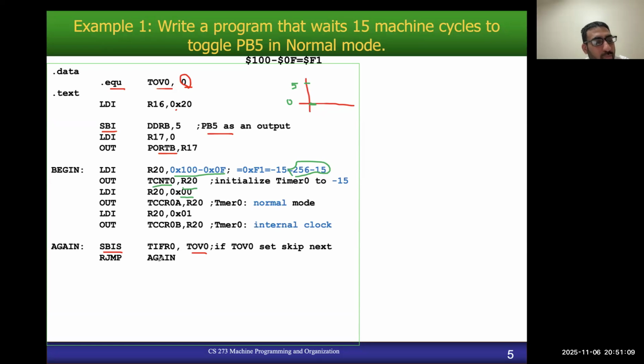So if it is not set, then this instruction will not be skipped, and we will continuously be executing this instruction, monitoring the flag. And once the flag is set, the control will fall through to the next instruction. Then the next thing we need to do is to stop the timer.